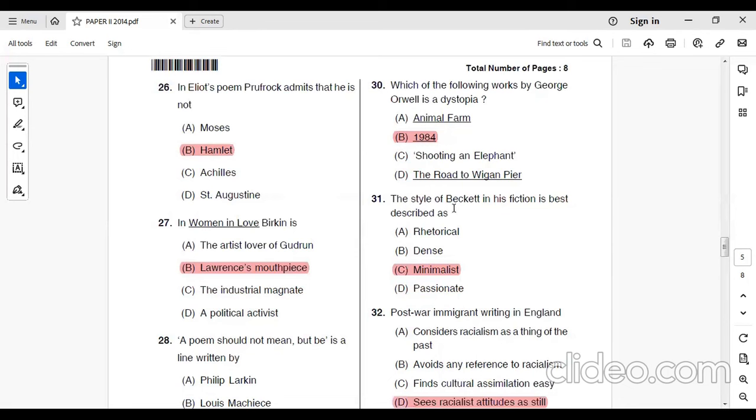Question number 31. The style of Beckett in his fiction is best described as minimalist. So Samuel Barclay Beckett, who is he? He is an Irish novelist, dramatist, short story writer, theater director, poet, literary translator. And most of his work is quite bleak, impersonal, tragicomic. His plays are very much rich with clownish characters, slapstick humor, etc.